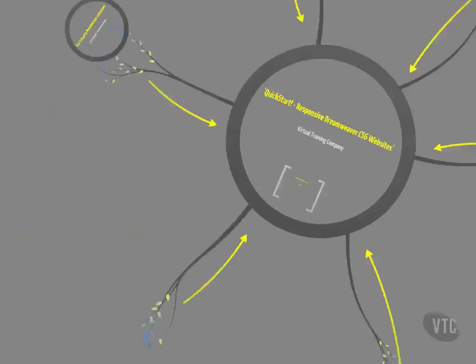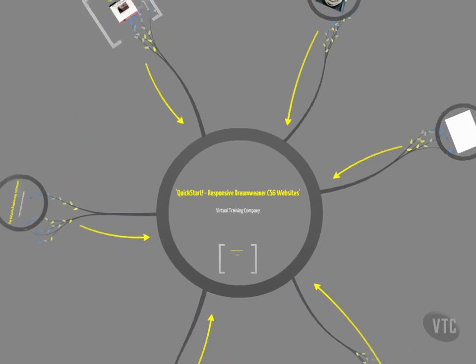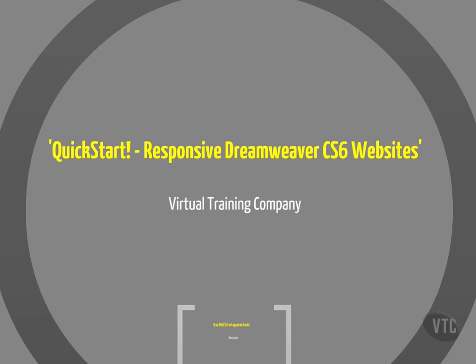Okay, so essentially that's what this Quick Start course is going to cover. We're going to talk about the problems of existing websites, how we solve this by building a site from the ground up using a fluid grid, and we'll move on to look at using extensions to accelerate the website building process.